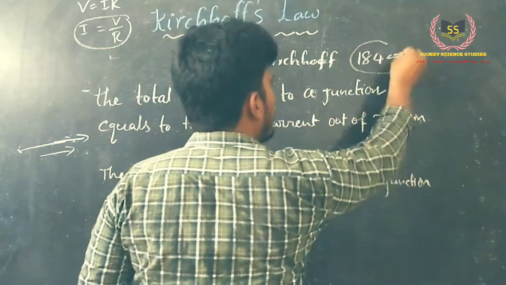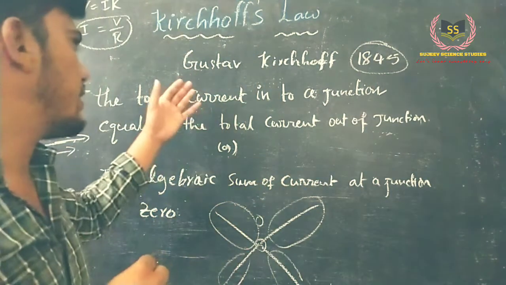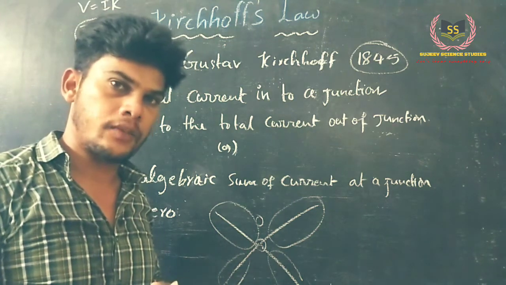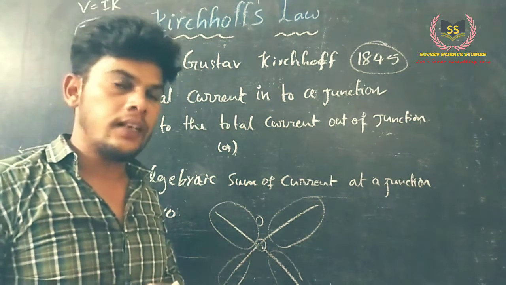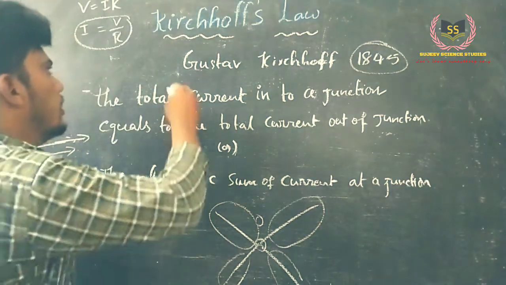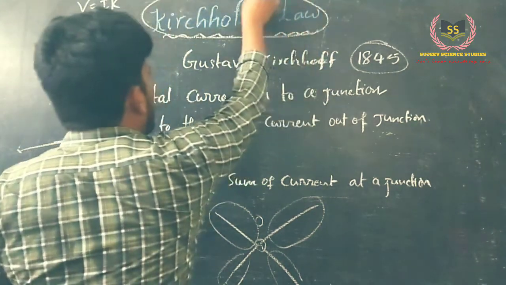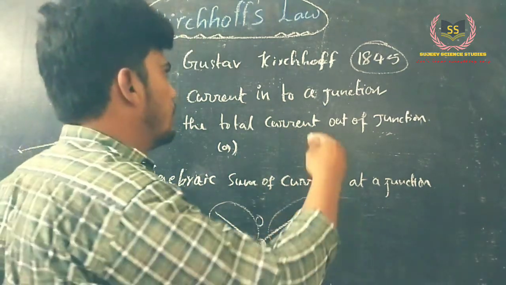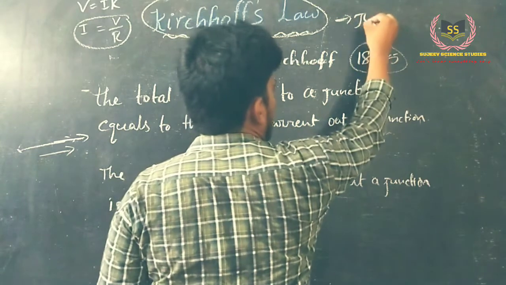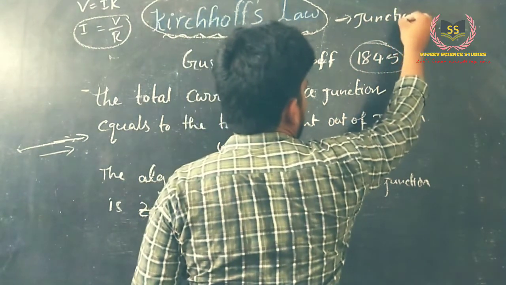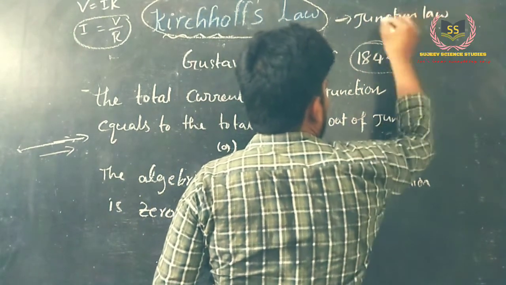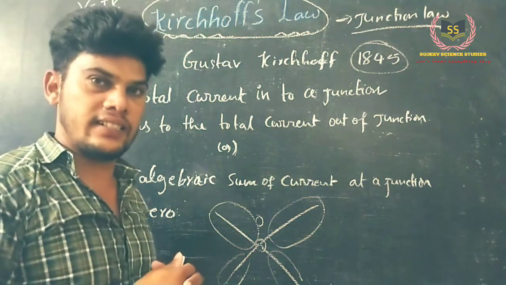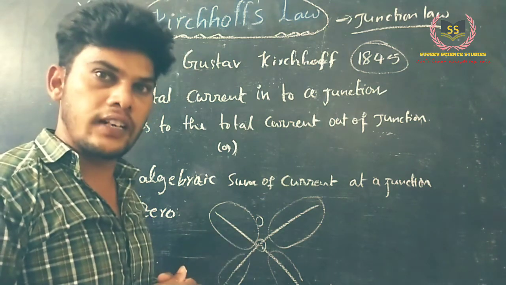in the year 1845, that scientist Gustav Kirchhoff, who belongs to Germany, a German physicist, proposed a law. That law is called Kirchhoff's first law. Another name is junction law. What is the other name? Junction law. He proposed junction law. What junction law states, in this video we are going to learn.